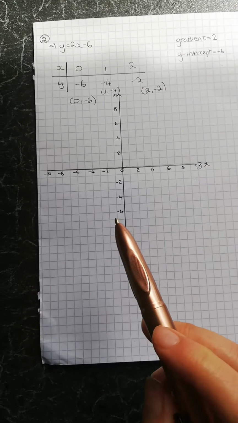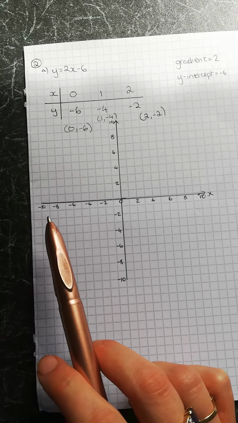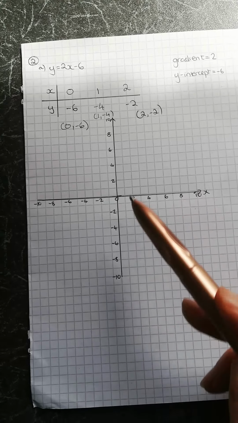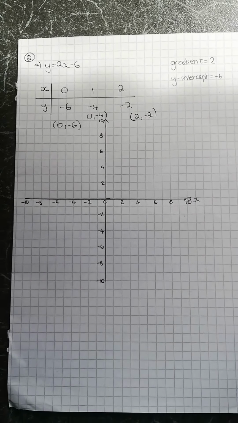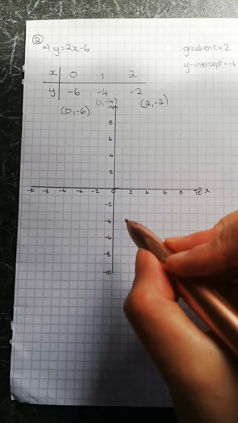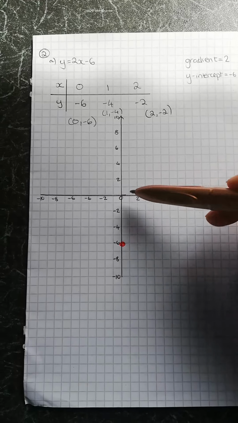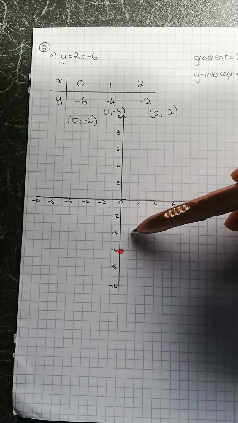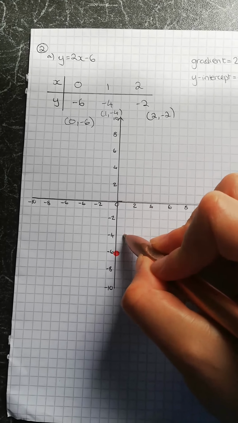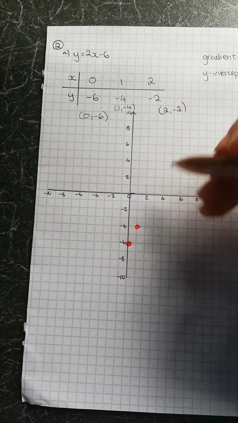So if we then look at a set of axes that I've drawn, and I've done the usual that we do, I've gone between minus 10 and 10 and minus 10 and 10. So the first thing we have is the coordinate 0, minus 6. So let me just do that in a different colour so that stands out. So there it is there. 0 along, minus 6 down. And then we've got 1, minus 4. So 1 along and 4 down. That would be there. And then we've got 2 and minus 2.